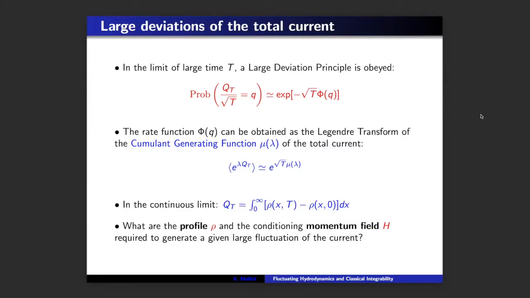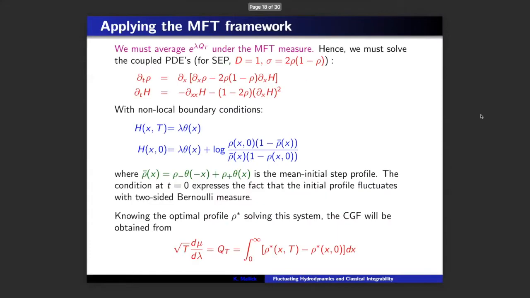Okay, so now if we go into the details, I'm going to skip some details, but all in all, we have to solve the MFT equations, which I wrote to you before. I'm now specializing for Z, D equal to 1 and sigma is equal to 2 rho 1 minus rho. And I have some boundary conditions. Okay, the boundary conditions are a bit unpleasant, but they express something important.